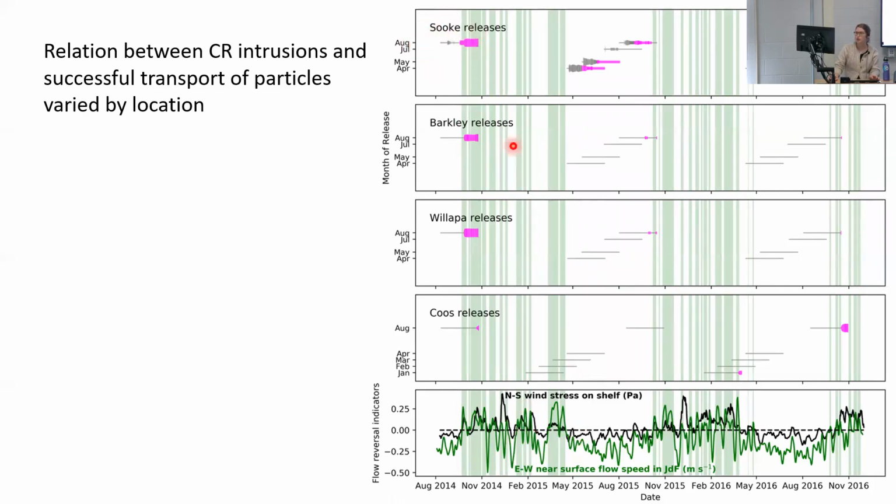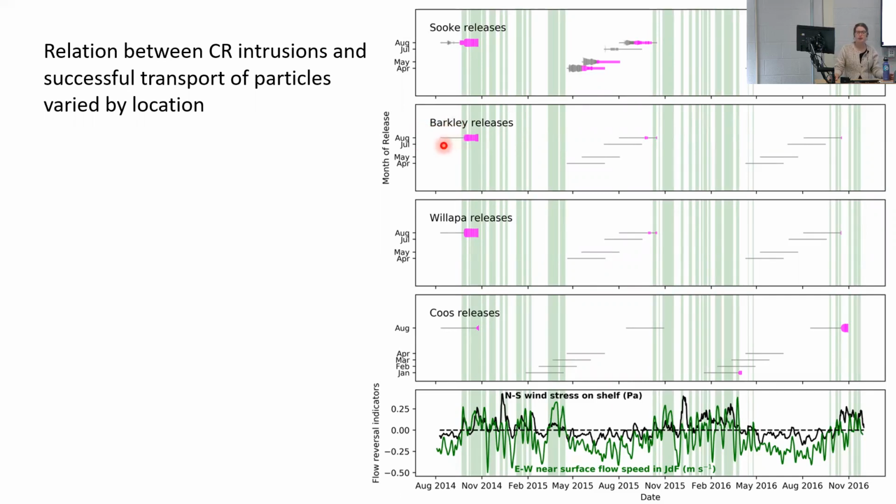So this is Souk, this is Barkley, this is Willapa, and this is Coos. And this is flow in the Strait of Juan de Fuca, and the green, you guys can see that, right? Okay, yeah. So the green background is when we expect there to be the Columbia River intruding. And the way these lines work is the line width scales with how many particles are successfully in there.